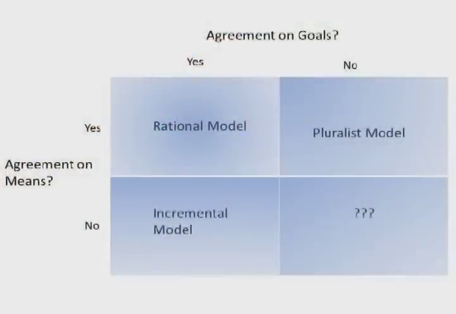All right. Now, the idea behind the rational model is if we agree on what we want to do, okay, and we know how to do it, there is no technical uncertainty here, then we have, in other words, agreement on ends, agreement on means, agreement on goals, agreement on how to achieve those goals. That's what I'm talking about here. If we have agreement on both goals and means to achieve those goals, then the rational model is probably the best model that explains how policy is made.